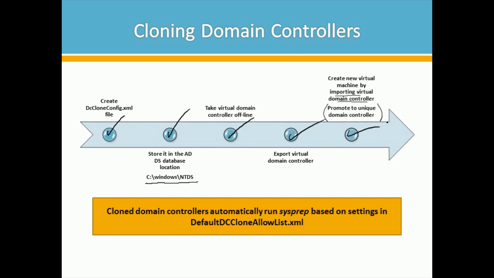When you're using this cloning feature, and you've got the use of this particular file, and it has to be in the right place or it won't find it, those domain controllers already run their own version of sysprep based on the features in the default DCCloneAllowList.xml file, and that is what brings you a nice fresh copy.